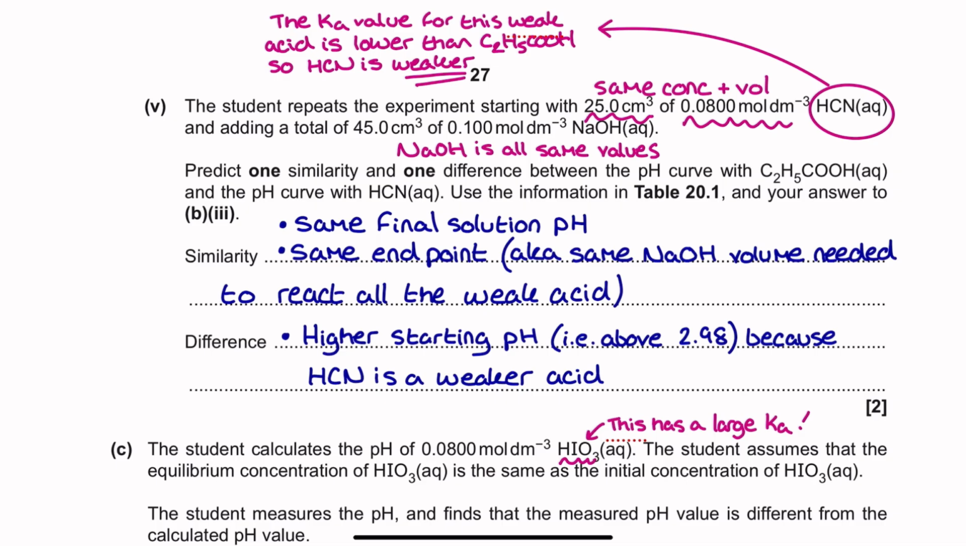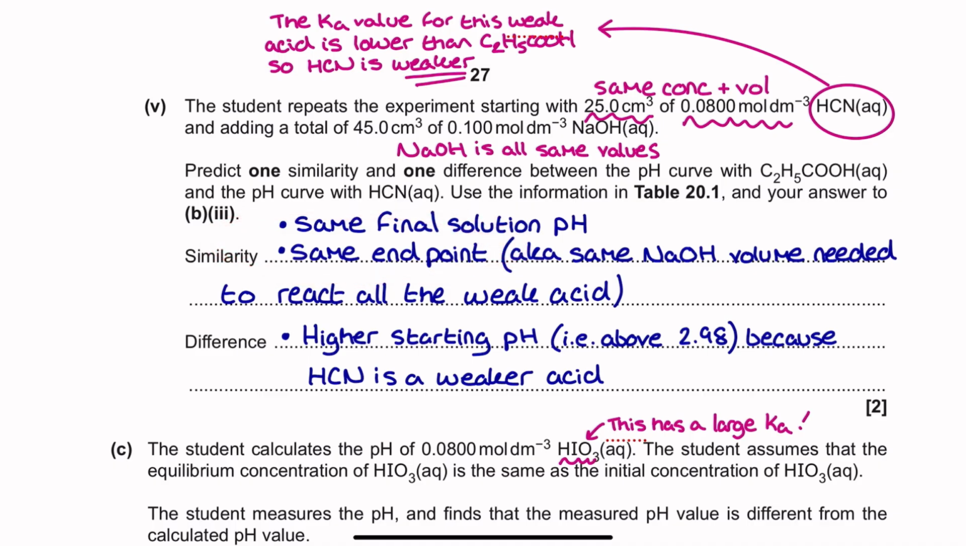The other similarity I quite like from the mark scheme for this was the same endpoint. Because the same concentration and volume of this alternative weak acid have been used, we're going to actually need the same amount of sodium hydroxide to react it all in the conical flask. And so the endpoint at 20 centimeters cubed would also be the same.